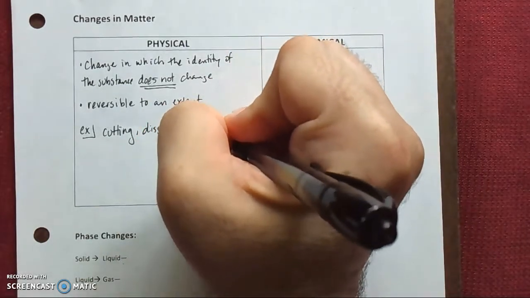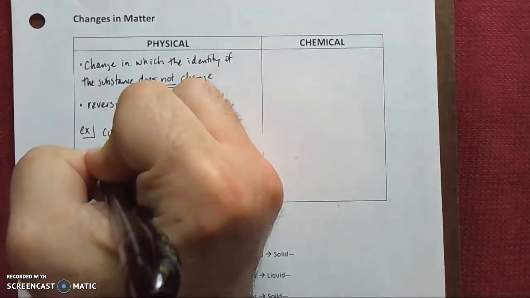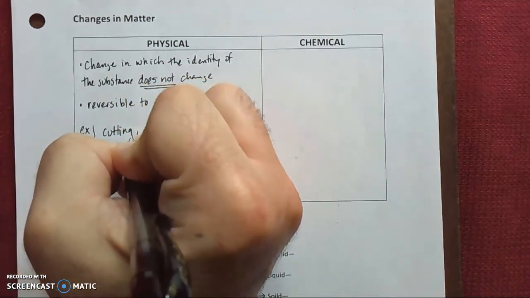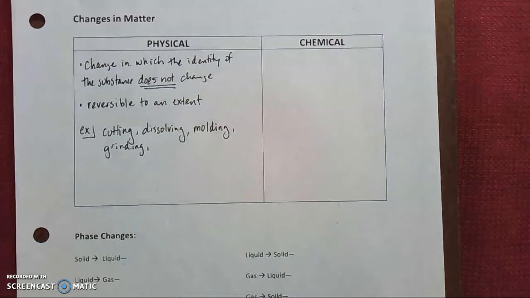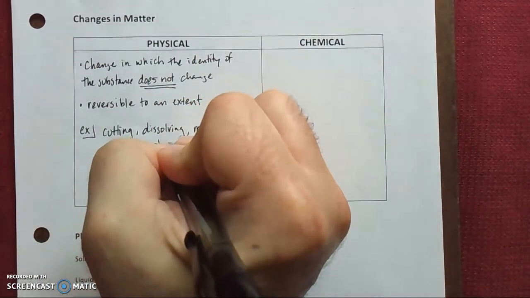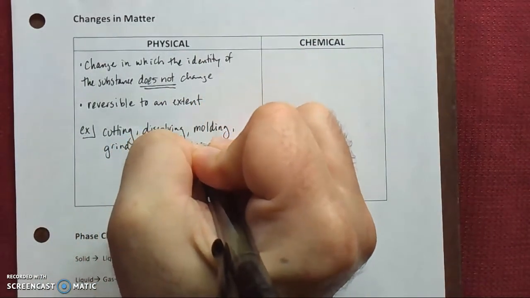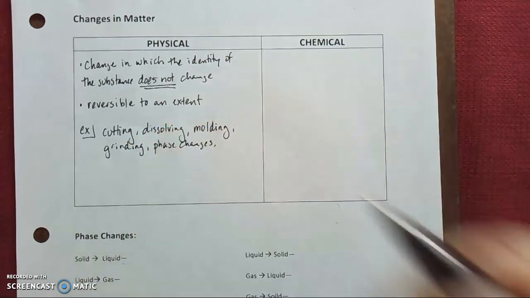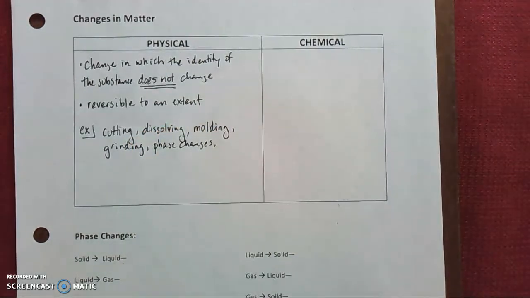Molding something. Grinding something into pieces. Phase changes. So if I melt something or if I boil something, it's still that substance. I have just changed its appearance. So we could list a lot more here, but I think that's a good list.